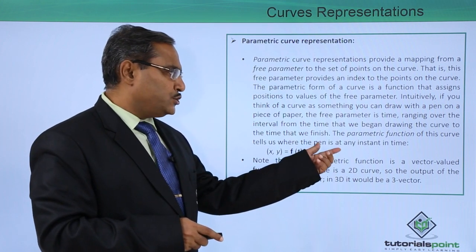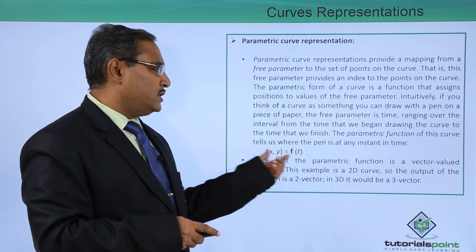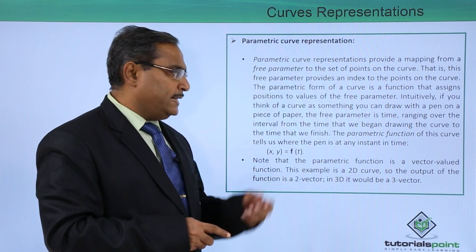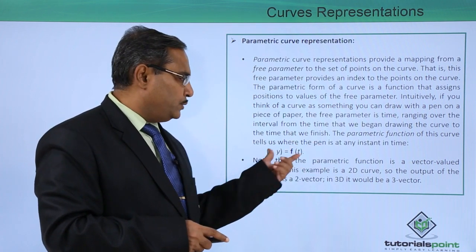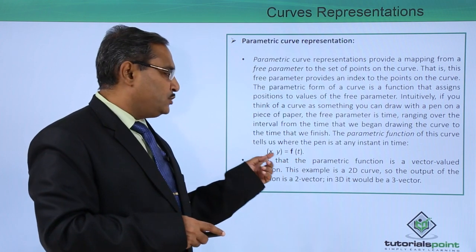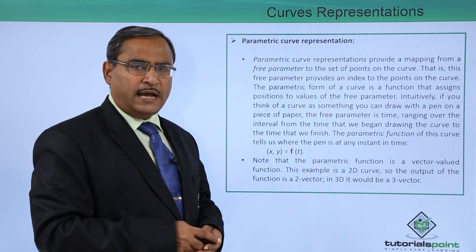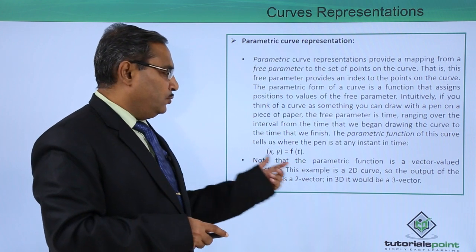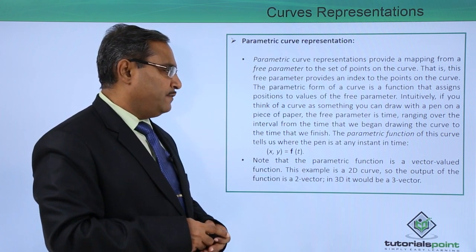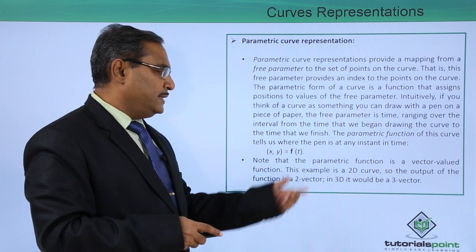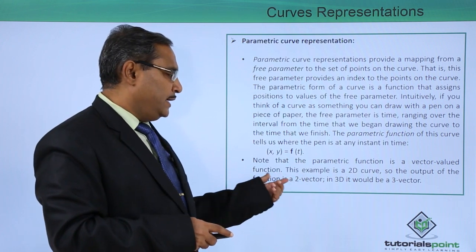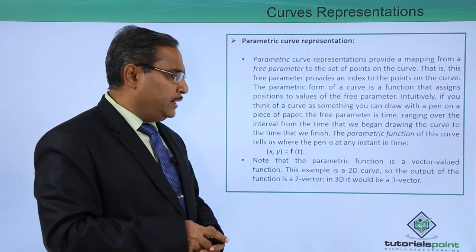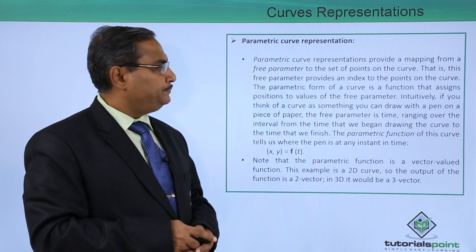The parametric function of this curve tells us where the pen is at any instant of time, which can be expressed in this form: (x, y) = f(t), a function of time t. Note that the parametric function is a vector valued function. This example is a 2D curve, so the output of the function is a 2-vector. In 3D it would be an R3 vector.